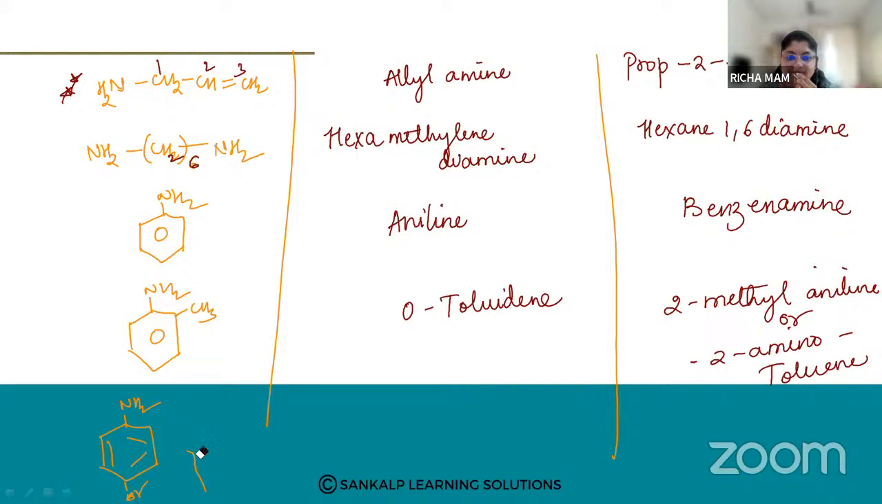Next compound. Yes, the last compound, at least you can try. I'll give you the common name. It is para-bromoaniline. Yes, you can tell me the IUPAC name. 4-bromobenzenamine. Yes, very good.